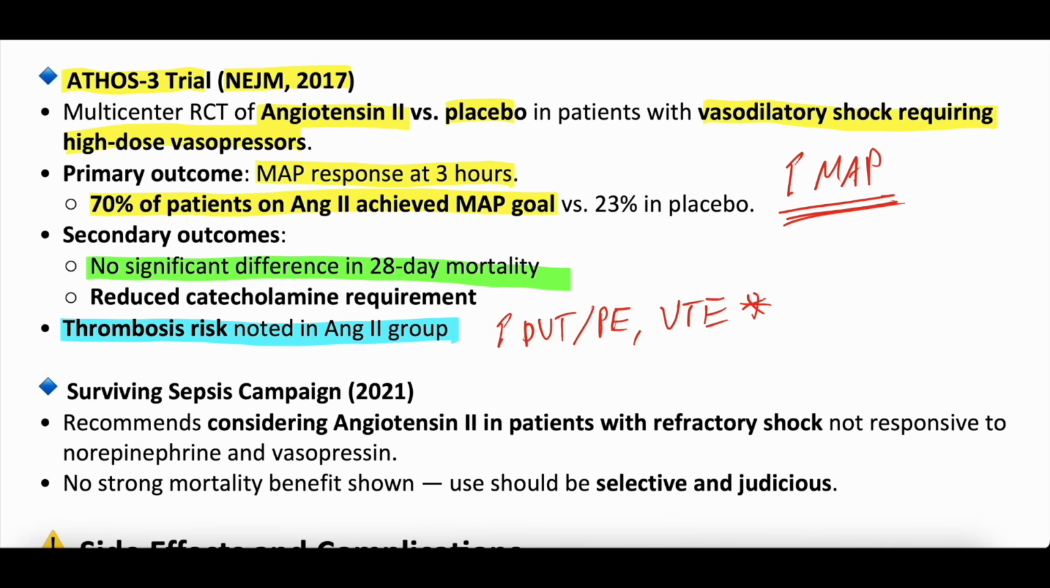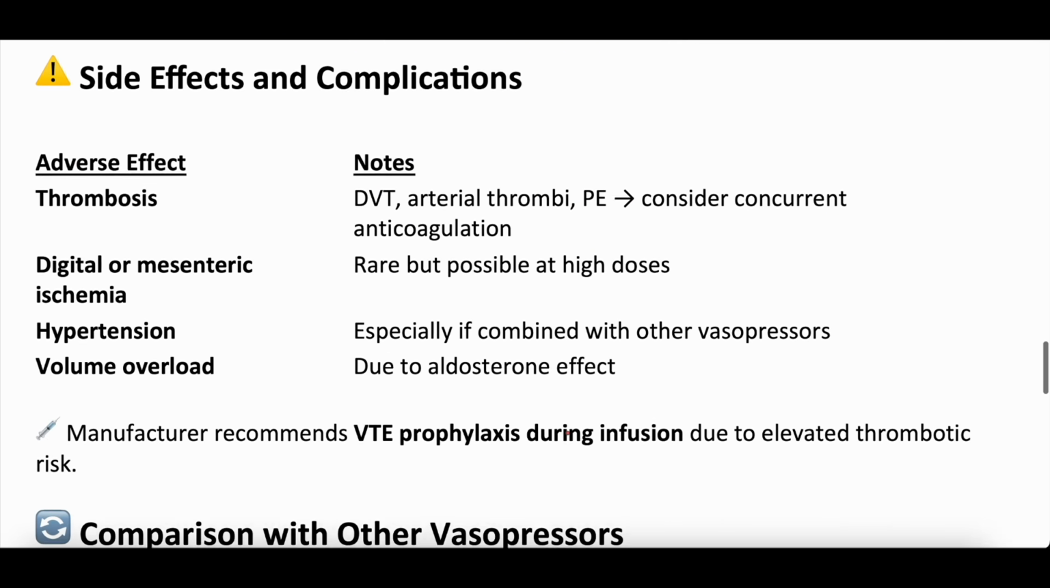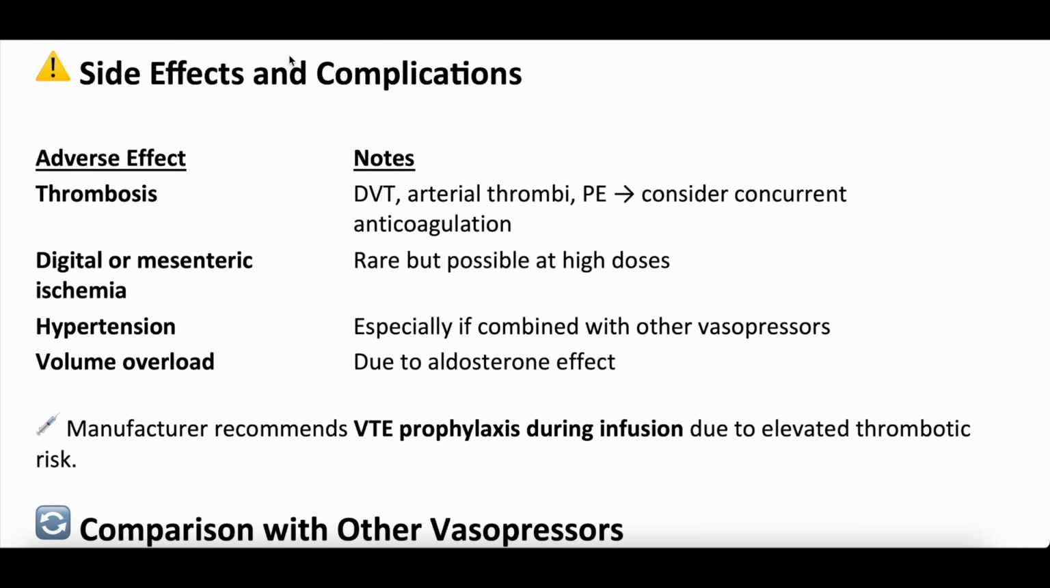The Surviving Sepsis Campaign does recommend considering angiotensin II in patients with refractory shock, not responsive to norepinephrine and vasopressin. So as we've been talking about, kind of that third or fourth line, consider it. It's very expensive, which is one of the big barriers at this point. No strong mortality benefit. Side effects and complications, as we talked about, one of the bigger ones here is thrombosis.